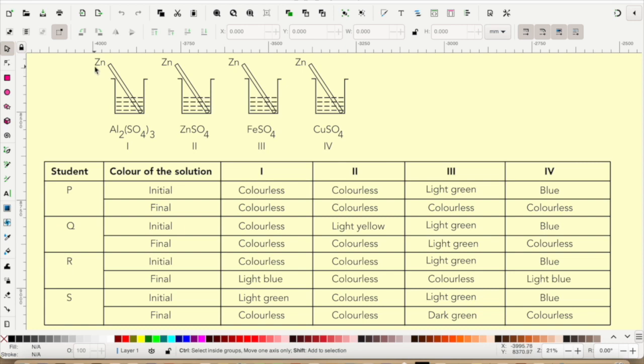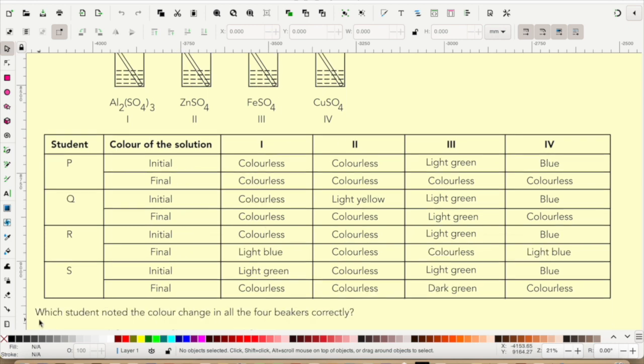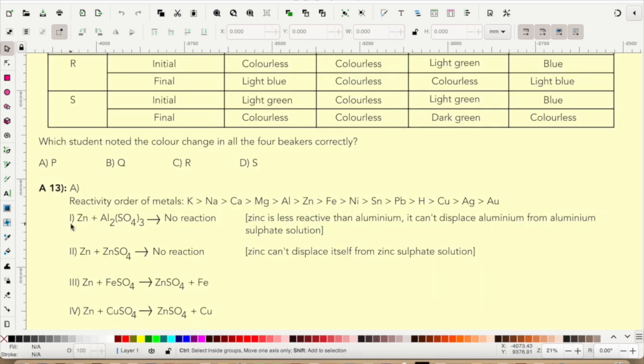Now, based on the reaction between zinc and aluminum sulfate, zinc and zinc sulfate, zinc and iron sulfate, and zinc and copper sulfate, 4 students observed the color change and noted down as in this table. Now we have to reply which student noted the color change in all the 4 beakers correctly. Let us see chemical reactions taking place in all the 4 beakers one by one.